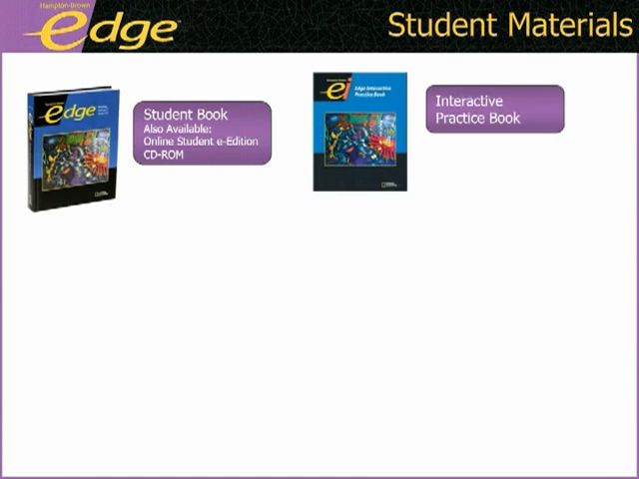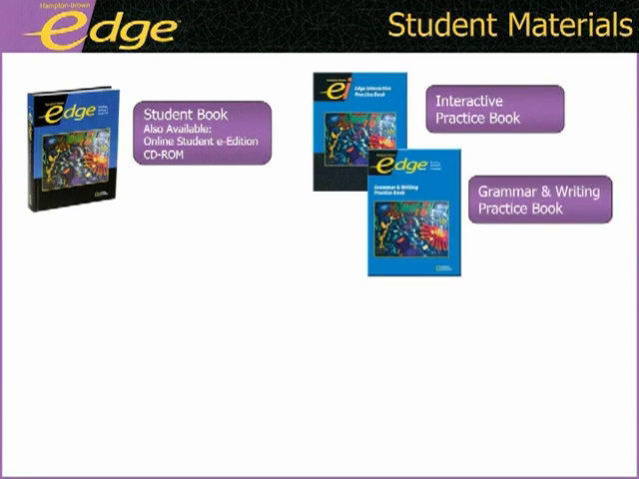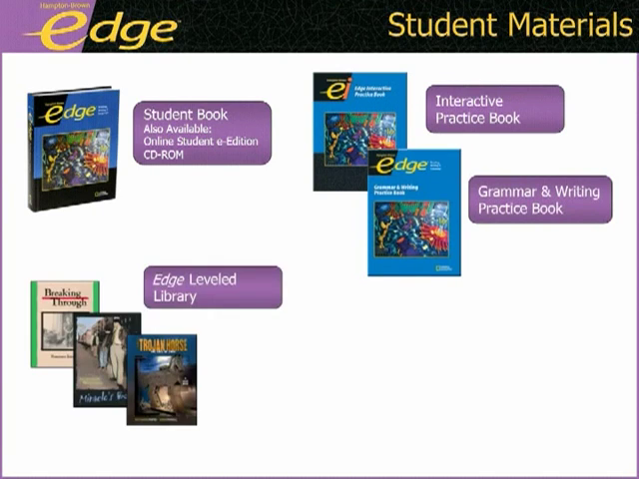The Interactive Practice Book is a full-color companion to the student edition that includes interactive selections and practice with vocabulary, reading, and literary analysis skills and strategies. The Grammar and Writing Practice Book provides practice for the extensive and systematic grammar instruction. At the fundamentals level, this practice is built into the main practice book.